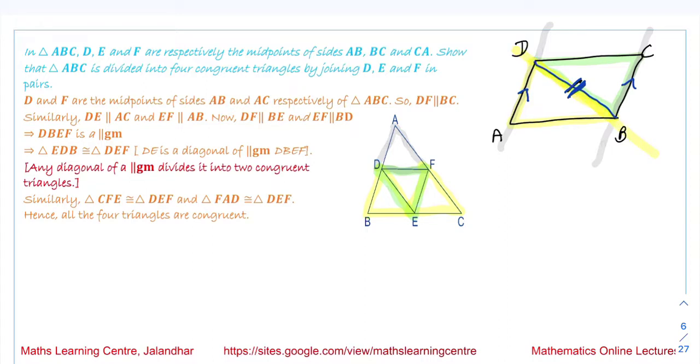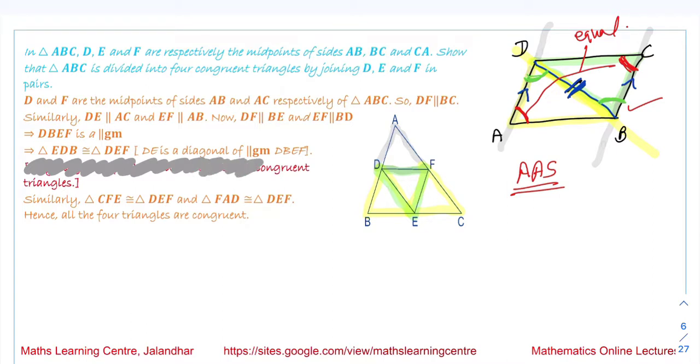So what we get is that the angle over here at D and this angle over here at C, these two angles are equal to each other. Now by the property of parallelogram, we know that this angle and this angle are also equal. So by AAS criteria, these two triangles are congruent to each other. So we get that any diagonal of a parallelogram divides it into two congruent triangles.